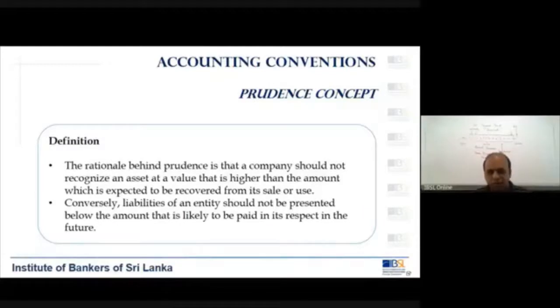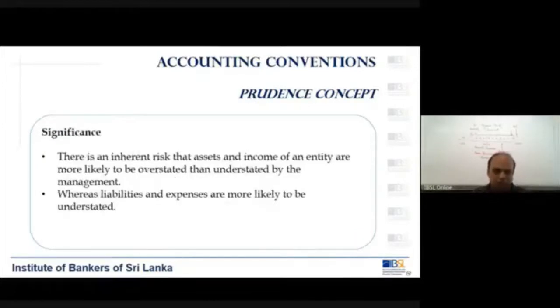Okay, you should not underestimate your liability value. Now, what is the impact of this if you don't do it? There is an inherent risk that assets and income of an entity are more likely to be overstated than understated by the management. Very clear. That is what I told you now. Whereas liabilities and expenses are more likely to be understated.